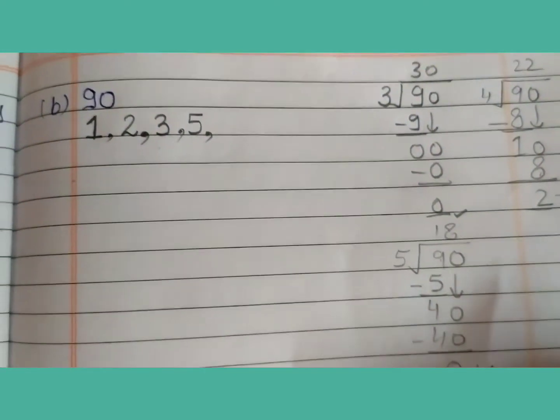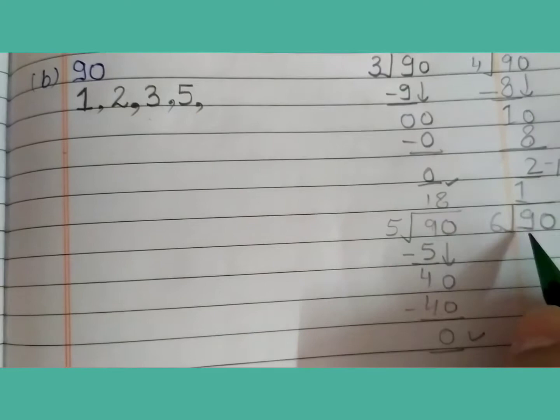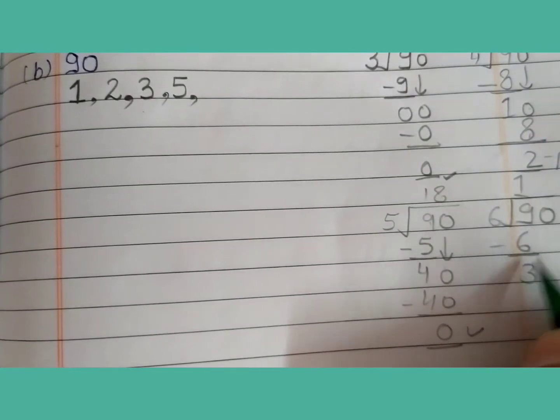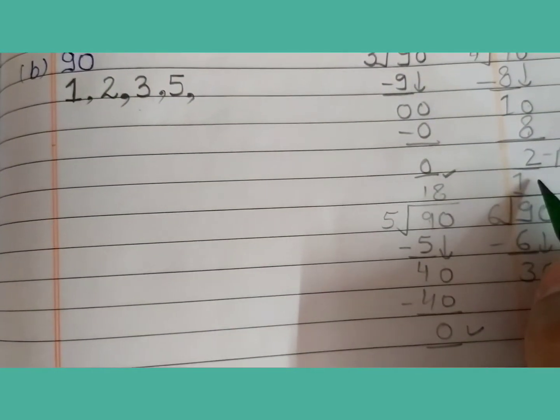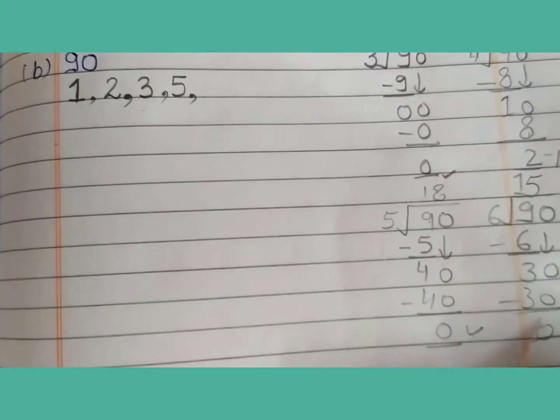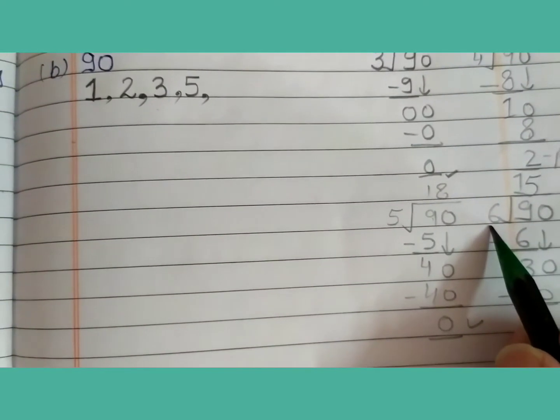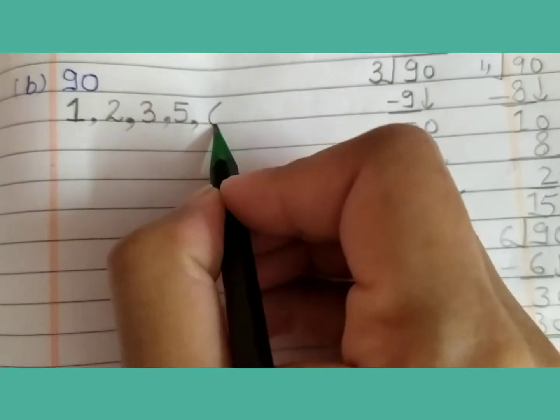Next is 6. 6 ones are 6. 9 minus 6 equal to 3. Write down 0. 6 fives are 30. 30 minus 30 equal to 0. The remainder is 0, so 90 is exactly divisible by 6. 6 is a factor of 90. Write 6.